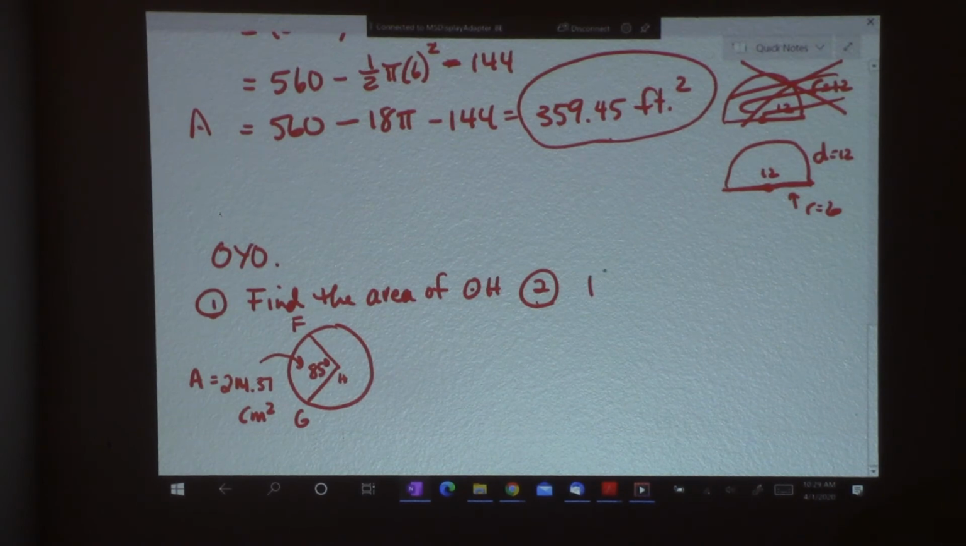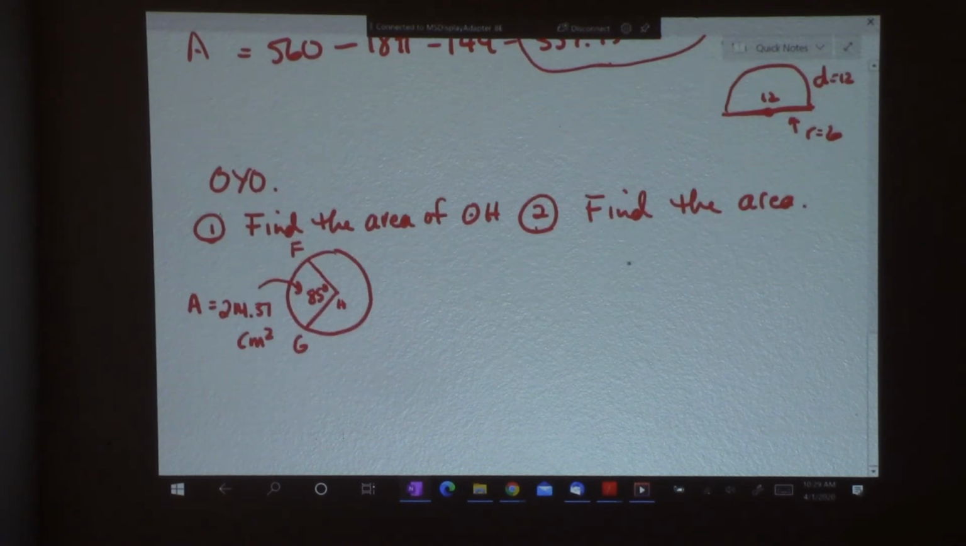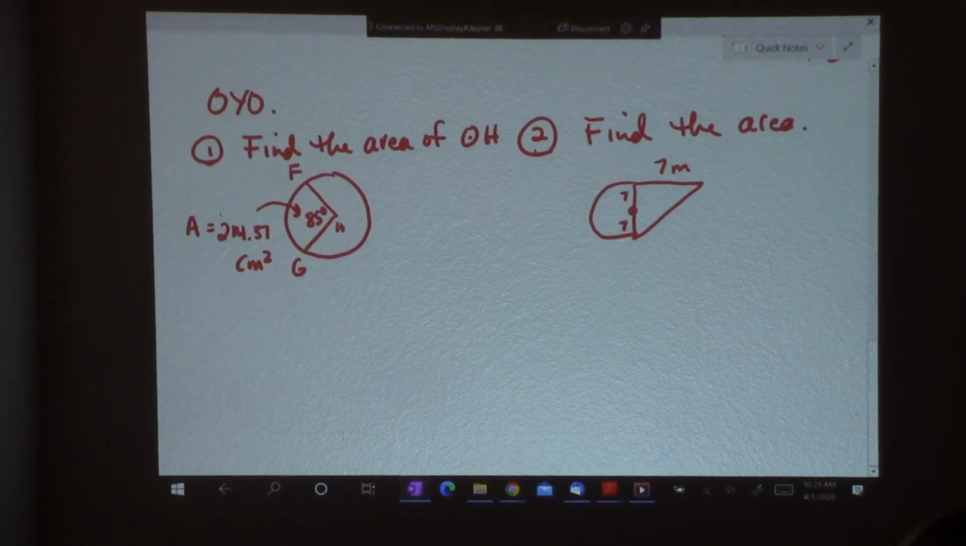And the second problem is find the area. And I have a combination of shapes. So this is 7 meters, and this is 7, and this is 7. Okay, so go ahead and work those out. I will ask you to pause the video for right now, and I'll come back in just a moment.